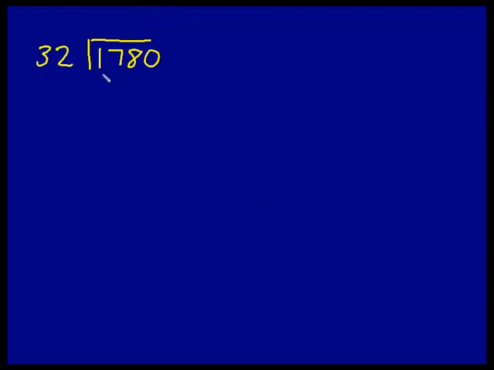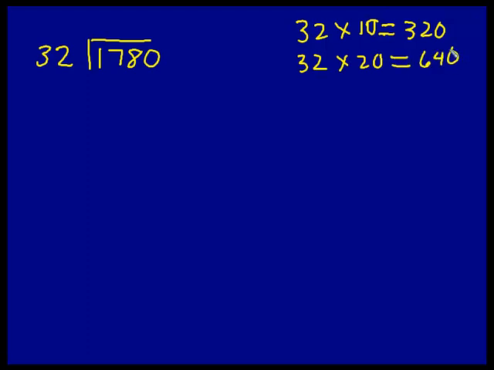All right, let's try a 4-digit dividend divided by a 2-digit divisor. When I start with my 32 times 10, I see that it's only going to be 320. So that's going to take a while to get 320 subtracted out. So I'm going to try 32 times 20, and I end up with 640, which will get me to the end a lot faster. So I'm going to do times 20 this time, which is 640.